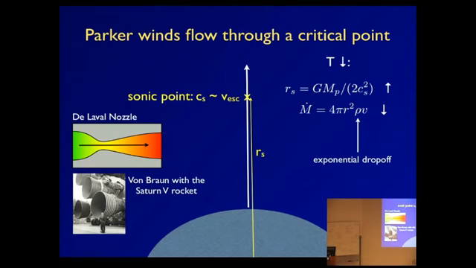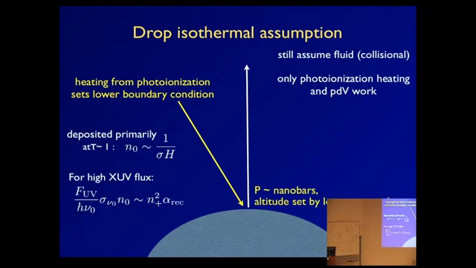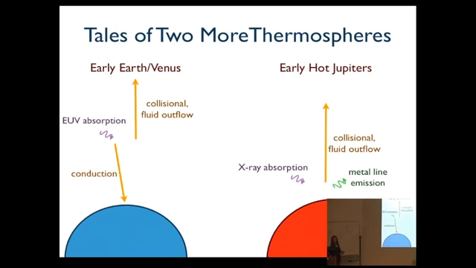All right, so let's drop the isothermal assumption. Now, in a more realistic atmosphere, you have heating from photoionization. That's setting the lower boundary condition. The pressure at about nanobars is set by where optical depth is 1 to photoionization heating. You still assume that this fluid is collisional, and you can get a nice outflow solution. It takes some work to actually get the solution, but you can do it. And for very high fluxes, you end up actually having ionization recombination balance at the base, just like an H II region, for those of you who are familiar. Okay, so that's a Parker wind.